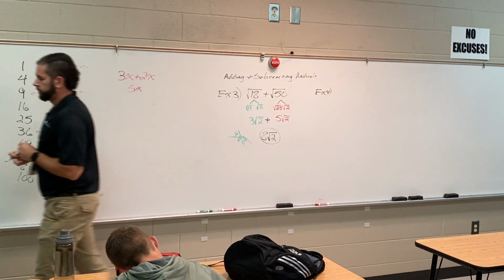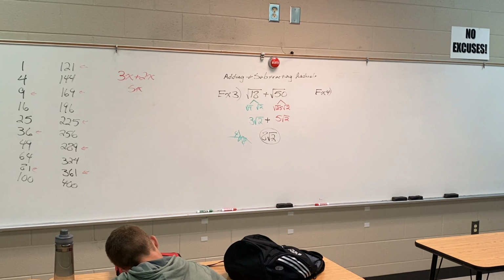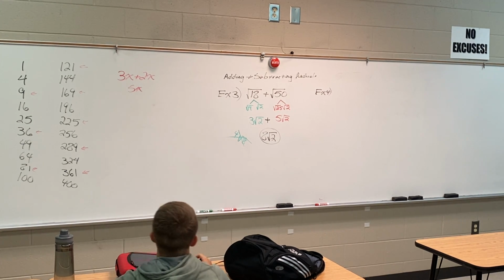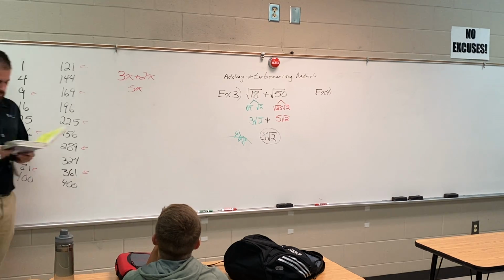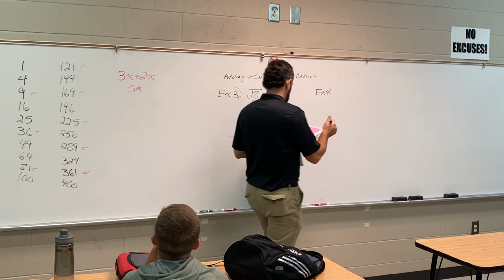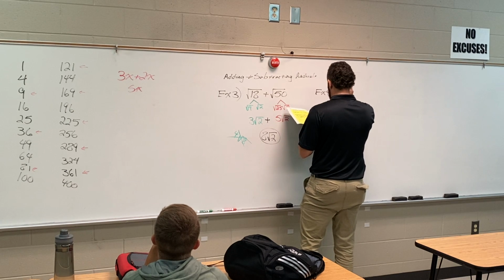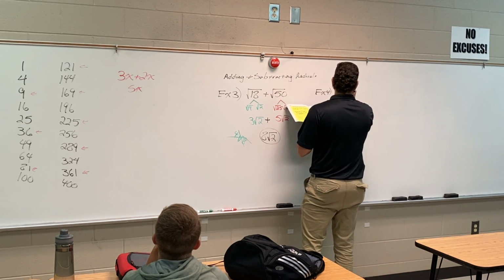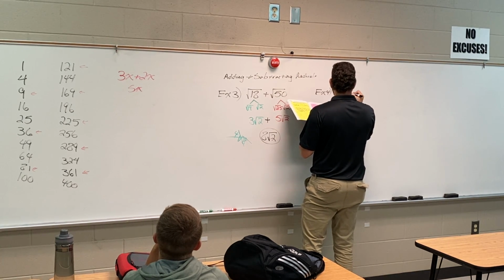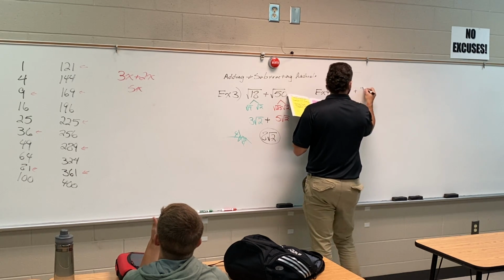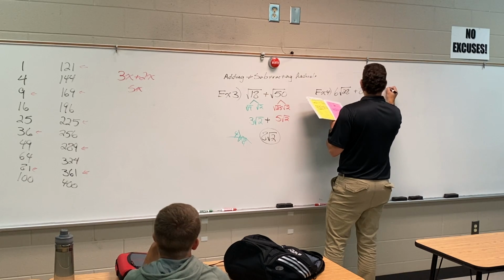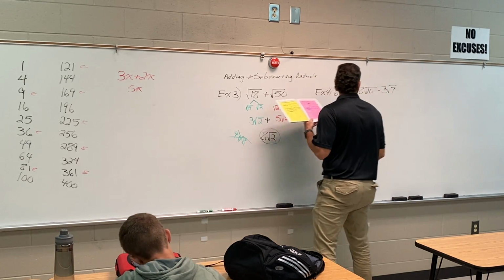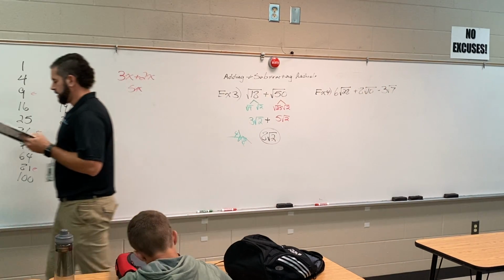If I can find a harder one here, since y'all are grasping this pretty quick. Let's do 6 square root of 28 plus 8 square root of 10 minus 3 square root of 7.